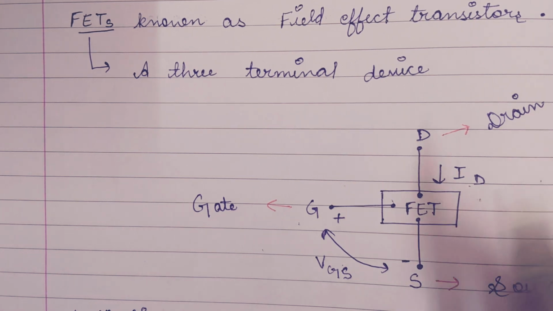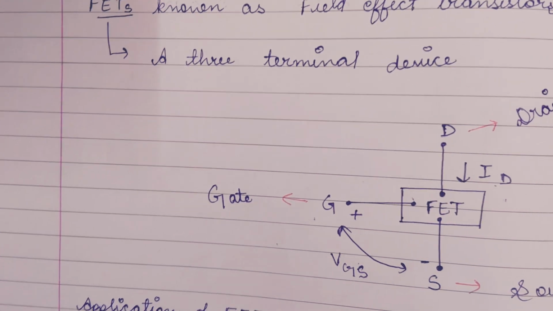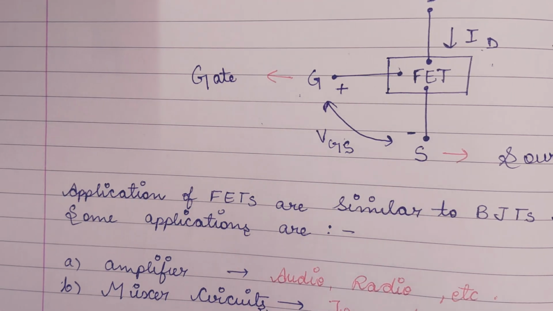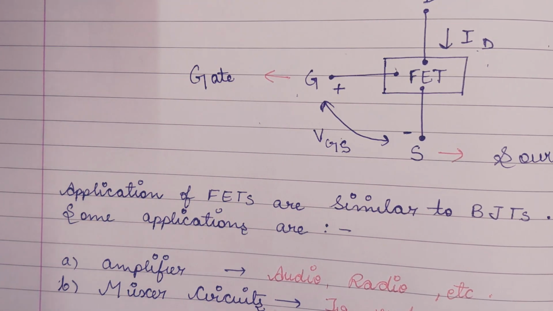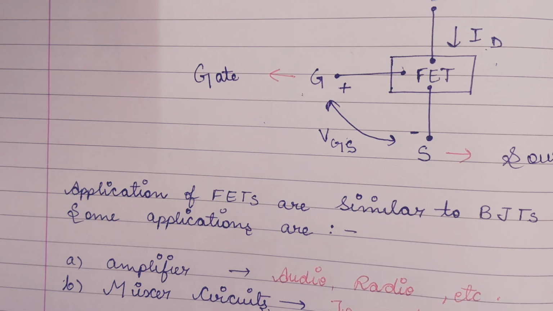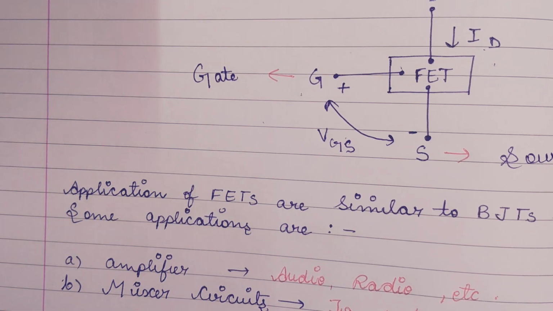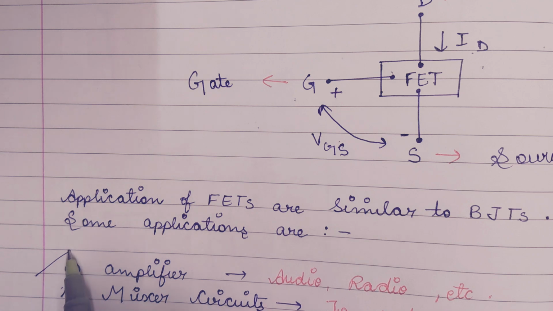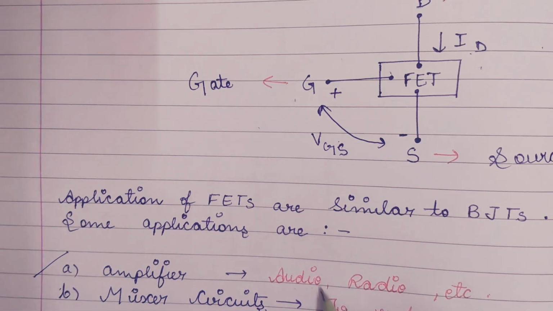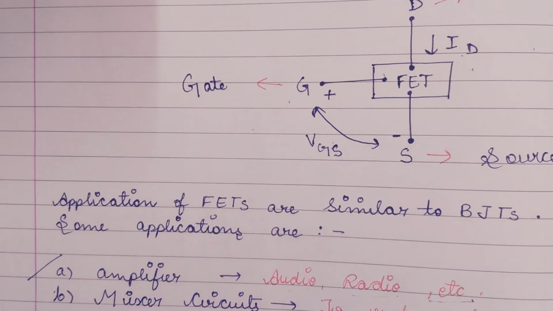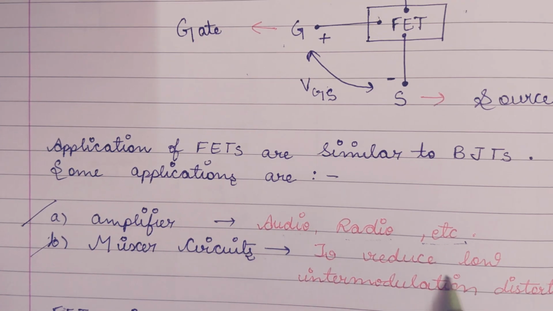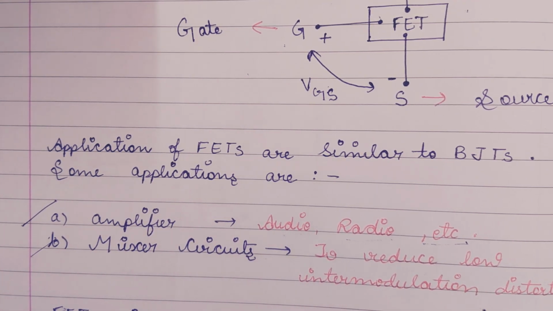FETs and BJTs are similar in their applications. BJT is a topic we have studied in our last module, and some of the applications of FETs are as amplifiers. FETs are used as amplifiers for audio and for radio frequency, etc. And FETs are also used as mixer circuits, which are used to reduce intermodulation distortion.